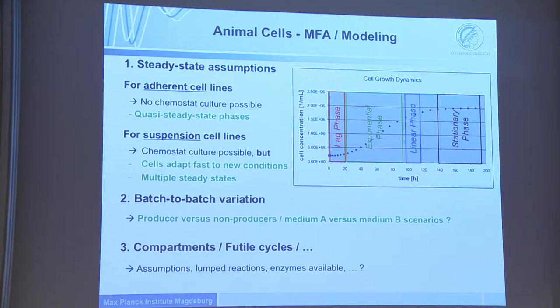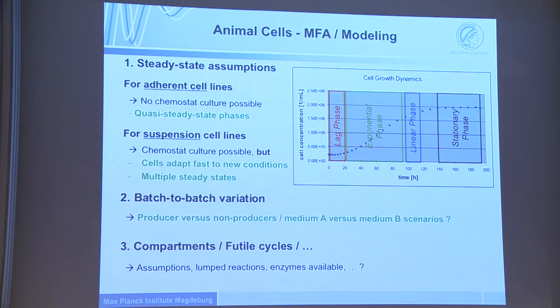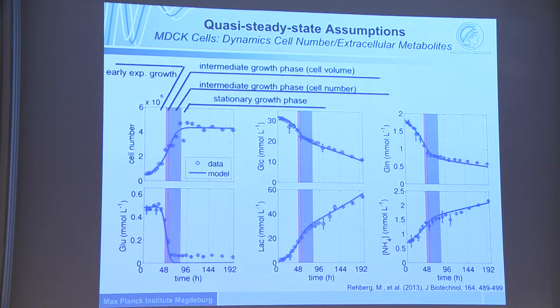Okay, this is for adherent cells, which take some time to attach to a surface and then grow. If you're lucky, you're working in mammalian cells with suspension cells. Here you have the option to go to chemostat cultures, so you can achieve a true steady state and do calculations. Then I would like to talk a bit on batch-to-batch variation, because this was also discussed on Monday. And let me start with these quasi-steady-state assumptions.